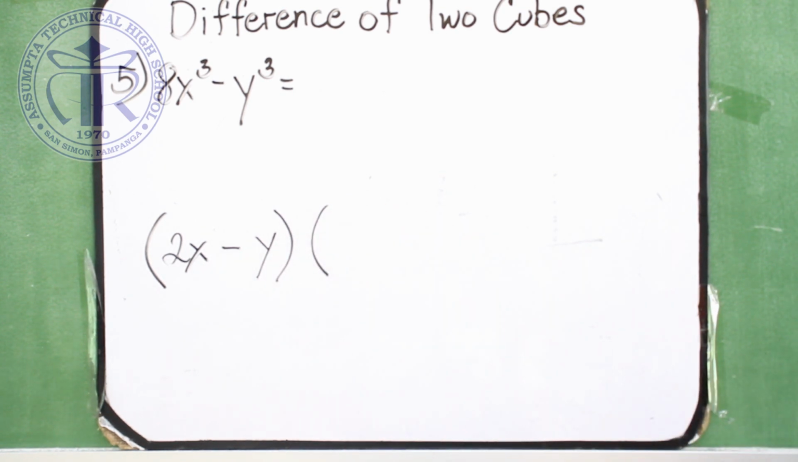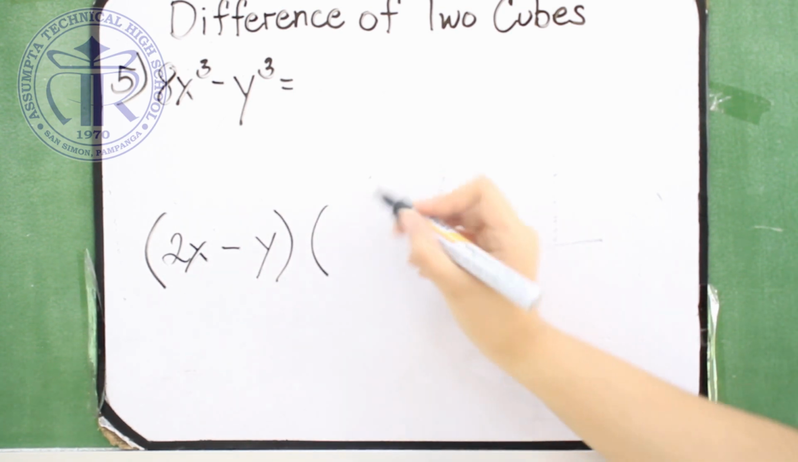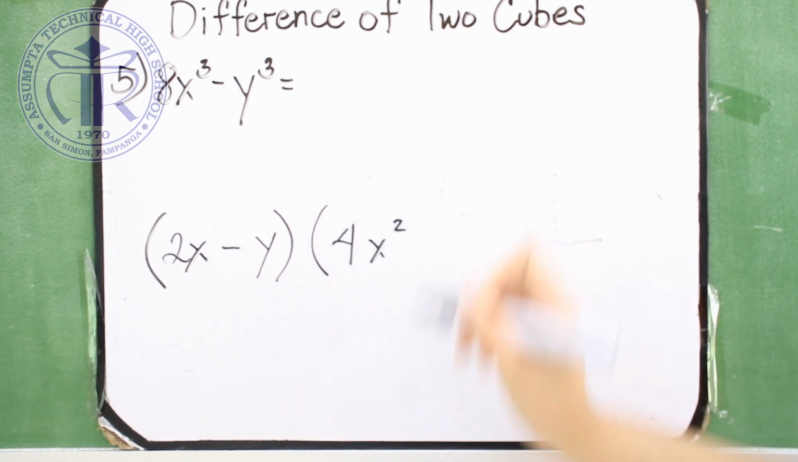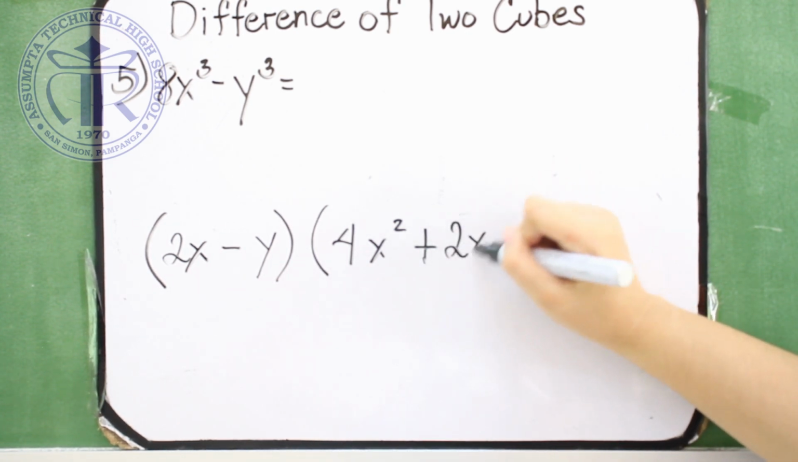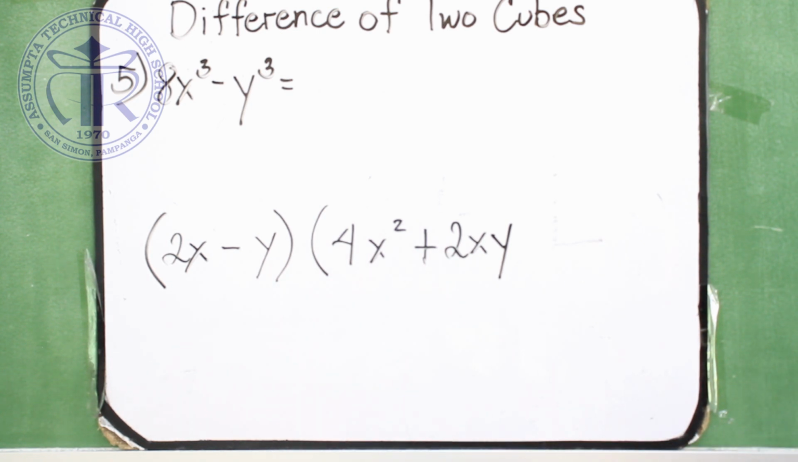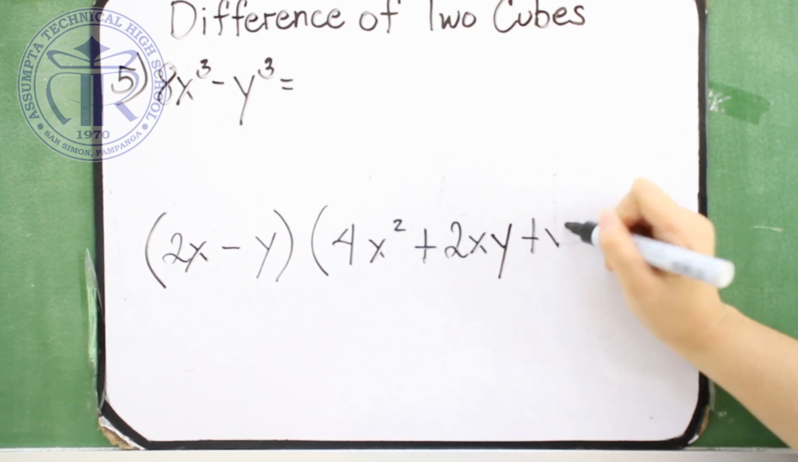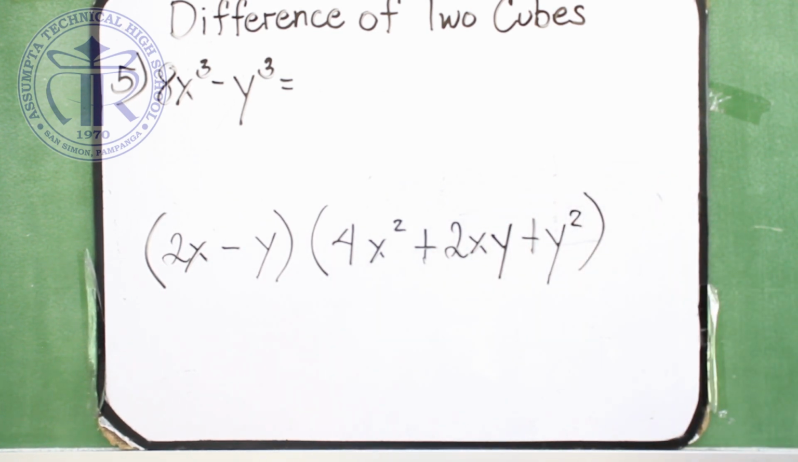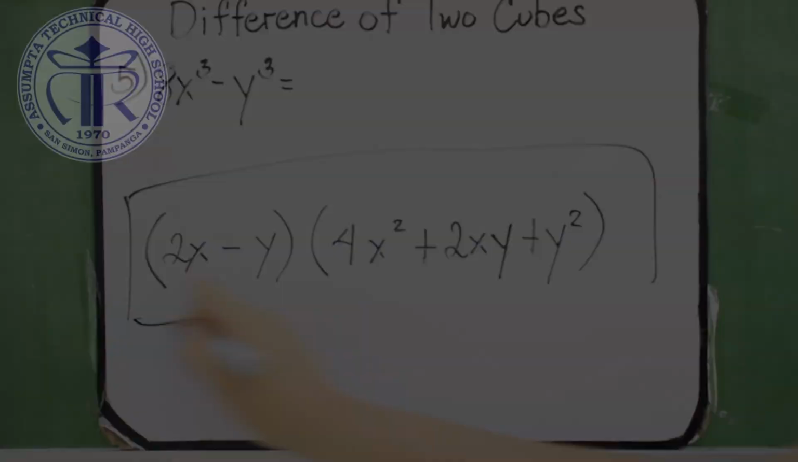Next, form the trinomial. Square the first term, 4x squared. Multiply the two terms, 2x times negative y is negative 2xy. Make it negative, so that will be positive 2xy. Next, square the last term. The square of negative y is positive y squared. So the factored form for 8x cubed minus y cubed is the quantity 2x minus y multiplied by the quantity 4x squared plus 2xy plus y squared.